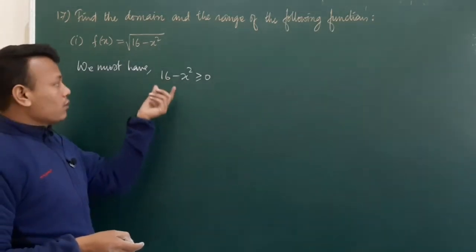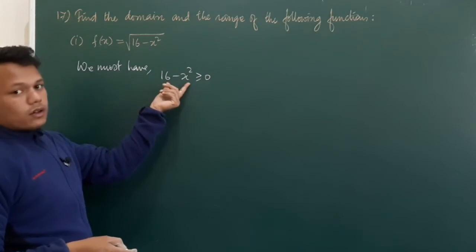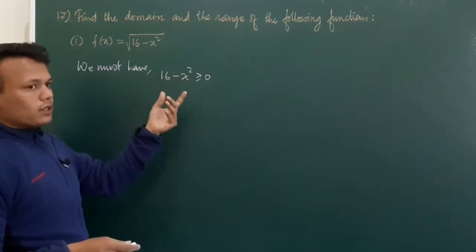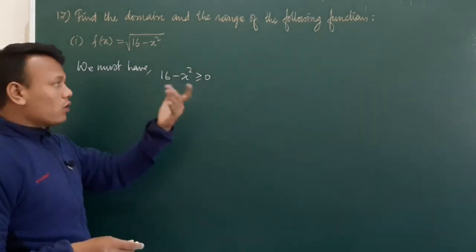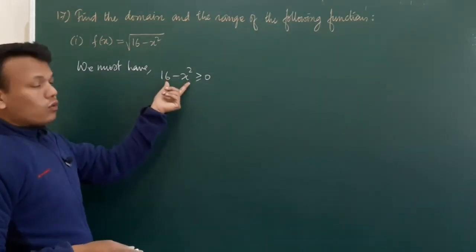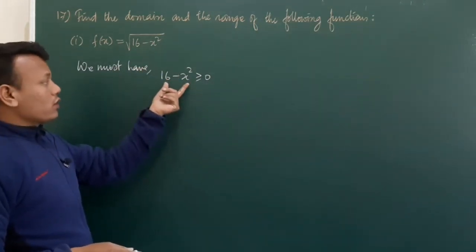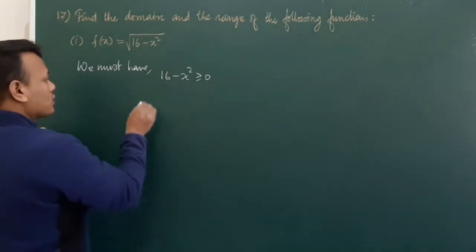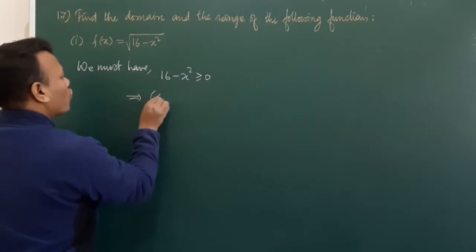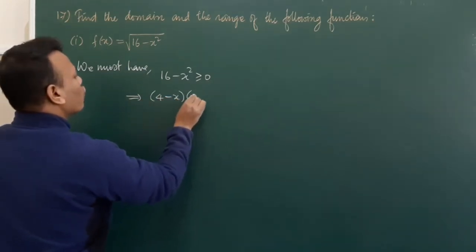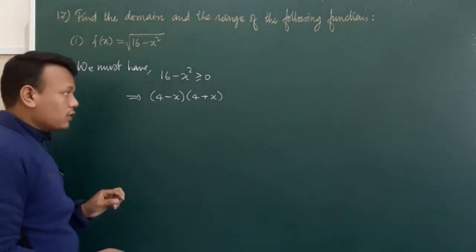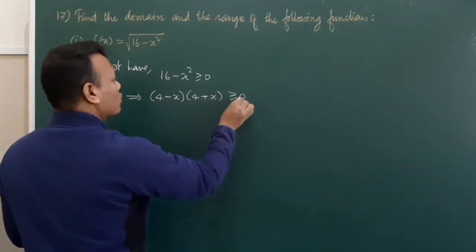but whenever you have a quadratic here or more than, or can I say a cubic equation or higher power equations, then what you have to do is go for factorization. For example, if you factorize this, this becomes 4 minus x into 4 plus x using a plus b into a minus b formula, isn't it? So this is greater than or equal to 0.